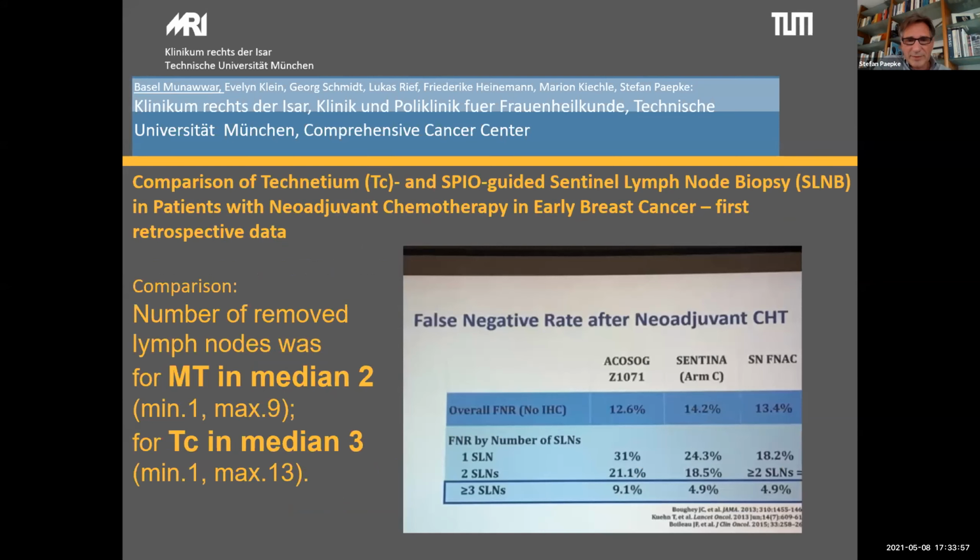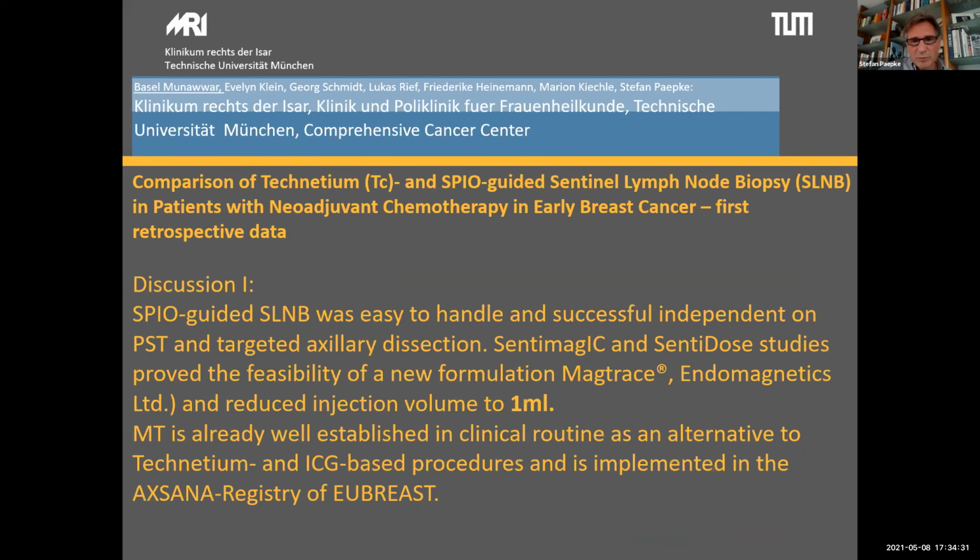What you have seen here in this slide is the overall false negative rate. If you remove more than 3 sentinel lymph nodes, it was 9.1 in the ACOSOG Z0011 trial, 4.9 in the SENTINA trial, and 4.5 in the French group. That is, I would say, our target area. We want to go below 10% with a false negative rate, and it was possible in the Magtrace group with a median number of removed lymph nodes.